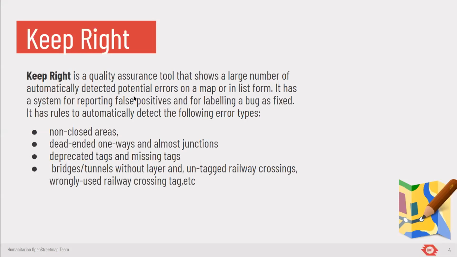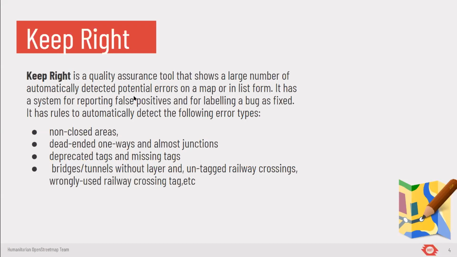And then you have deprecated tags. These are tags that are not approved by OSM. And then missing tags, something that is not totally tagged, just an object with no name, nothing. And then you have bridges and tunnels without layers. If it's a bridge, it means it's on top, so the layer has to be 1. If it's a tunnel, it means it's under, so the layer has to be -1, and it detects such errors.